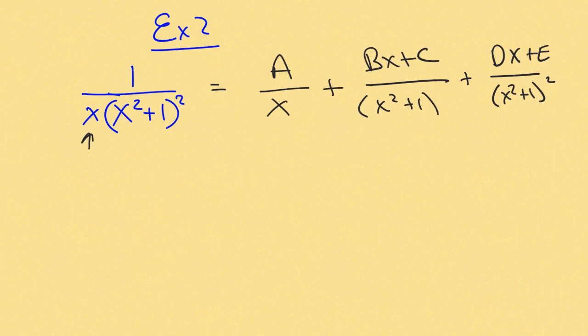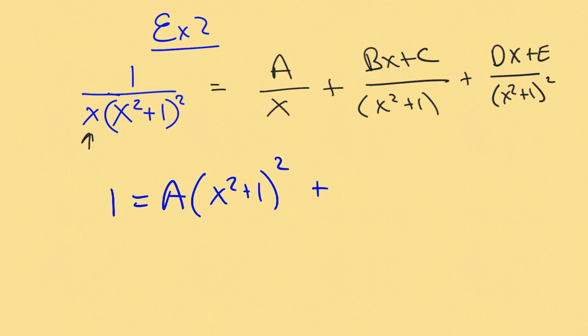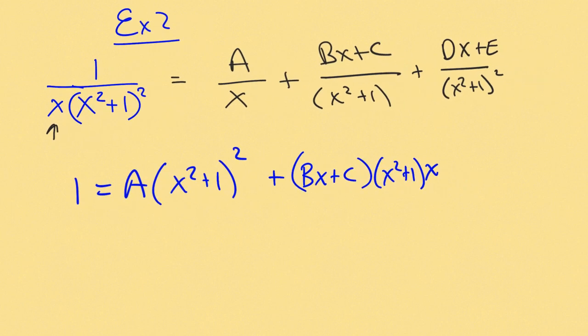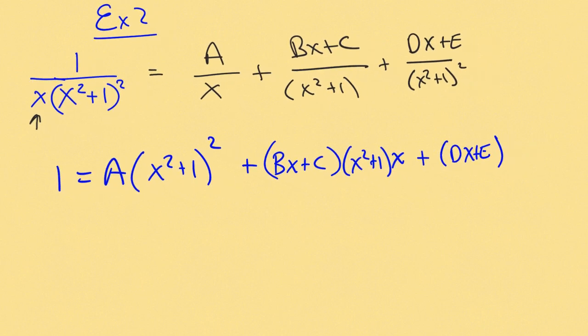So let's get our common denominators. I'm going to have 1 equals A, it has x, I'm missing x squared plus 1 to the second, plus Bx plus C is going to be multiplied by, I need another x squared plus 1, and I need x. And then for Dx plus E, I need just x.